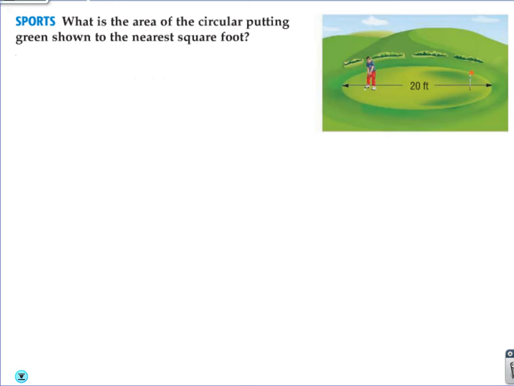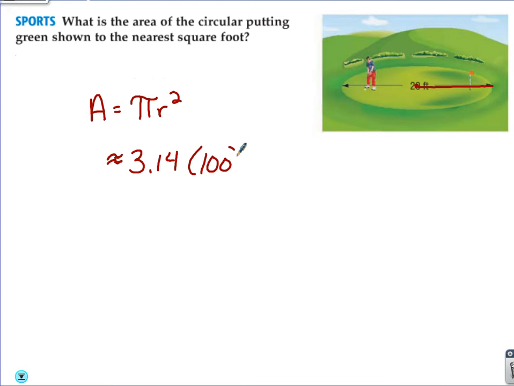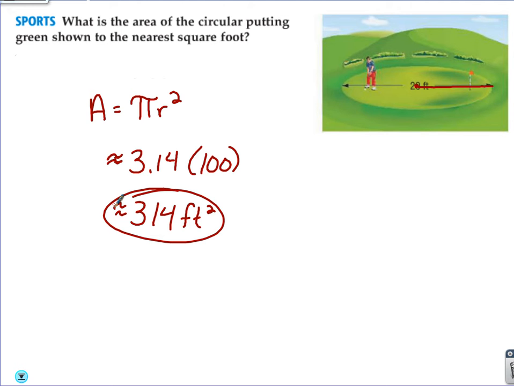What is the area of the circular putting green shown? Again, area is pi r squared. In this problem, the radius is 10. So area is equal to approximately 3.14, because pi is not exactly 3.14, times 10 to the second power. So about 314 square feet. That's pretty easy, right?